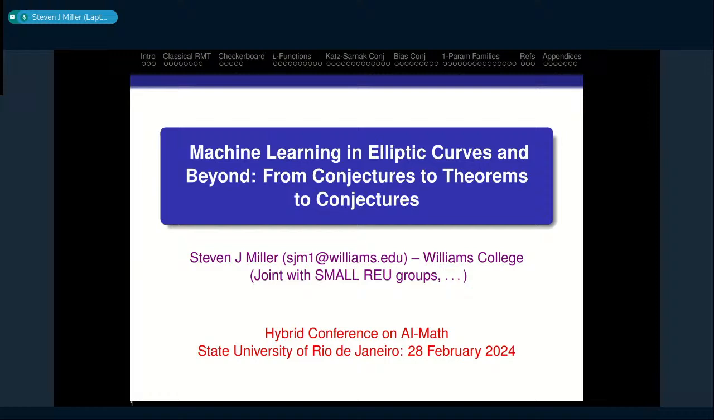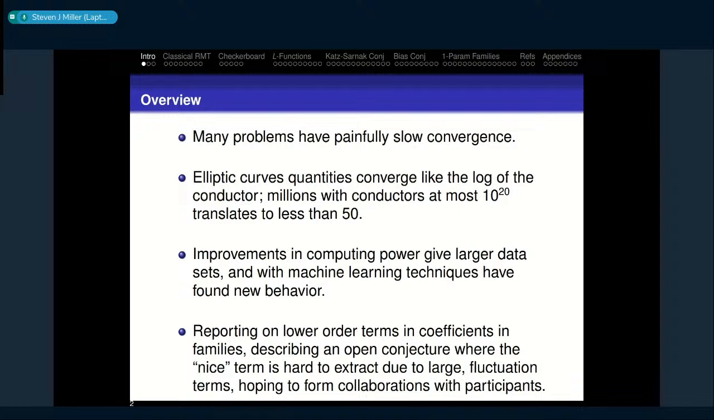I want to talk a little bit about the history of some of the subject and how we got to some of the problems we're looking at. Unfortunately, many problems have painfully slow convergence. For example, for elliptic curves, a lot of the quantities converge at the rate of the log of the conductor. So even if you have millions of curves in your family, if the conductors are only size 10 to the 20, which to most of us is a large number, on a log scale that translates to something less than 50. And it's very dangerous to be making conjectures on primes if you only count primes up to 50.